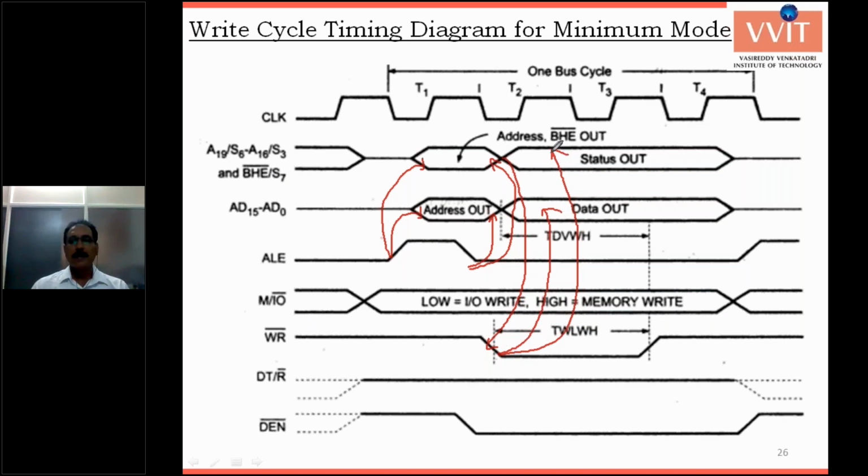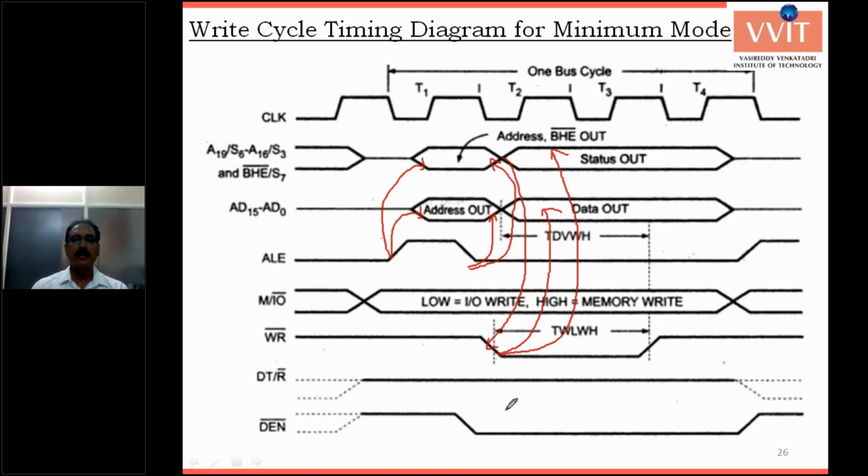After writing the content, S3 to S6 indicate the status of the lines, whether data is ready or not. Now the DT/R bar is indicated as high for writing, which is data transmitting. Reading is indicated as data receiving, with DT/R bar in receiving mode. Now writing is enabled, and here the data is transmitting.